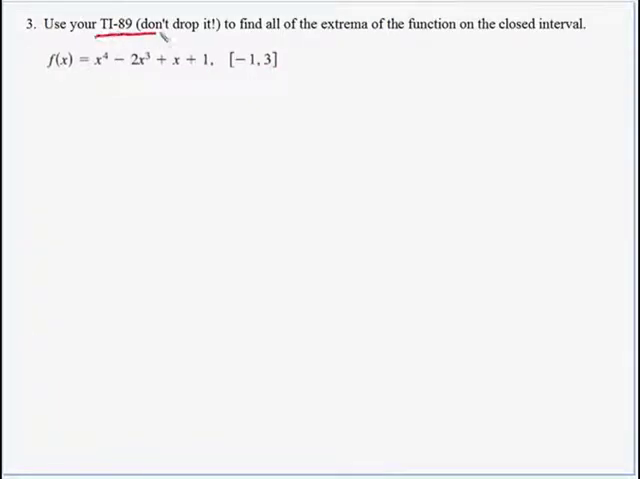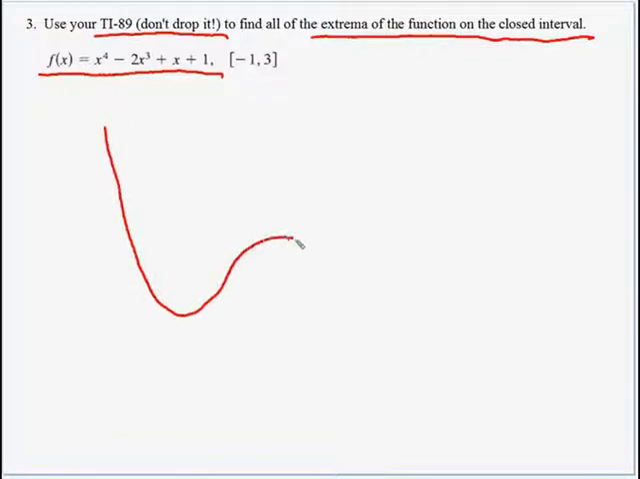This one is all on the TI-89, so you're going to have to bear with me. I'm not going to bring up any kind of display screen, but it does say find all the extrema of this function on the closed interval. Well, here's our function, and probably the easiest way to do this would be to graph it in the y editor. And if you do that, you're going to get something that looks a little like this. It is even, positive even, so its end behavior is up on both sides.